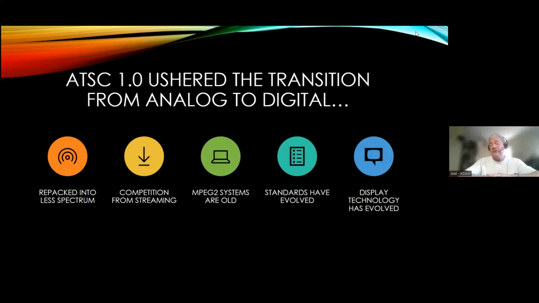So now there is 0. So 2009 was for the full power guys. The full powers are the big stations, and so they were cut over in 2009, and then they gave everybody else 11 years to clean up and finish their work and so forth. So once 1.0 happened, it allowed the repack into less spectrum. So then they did the repack.